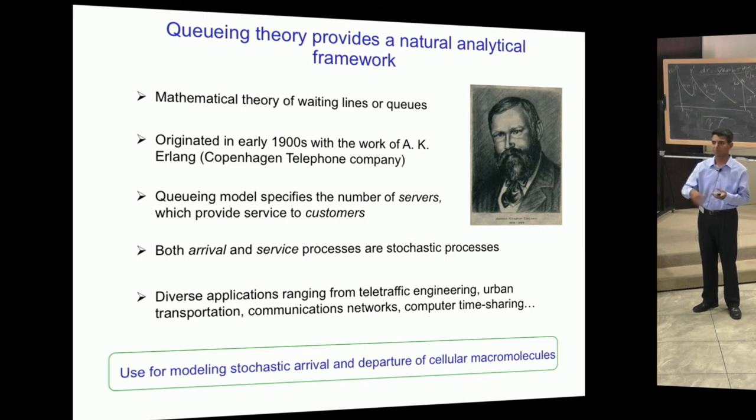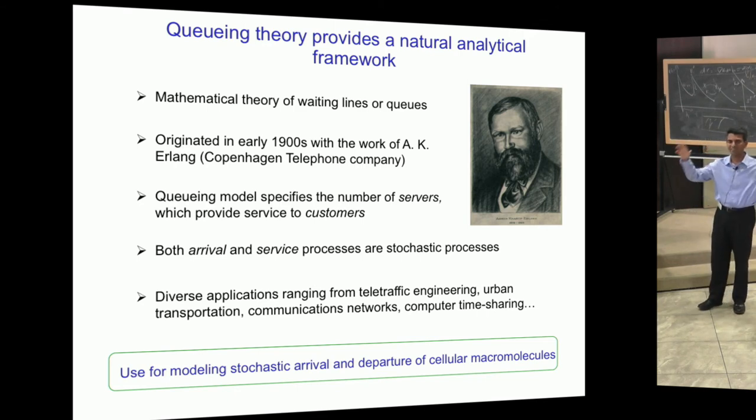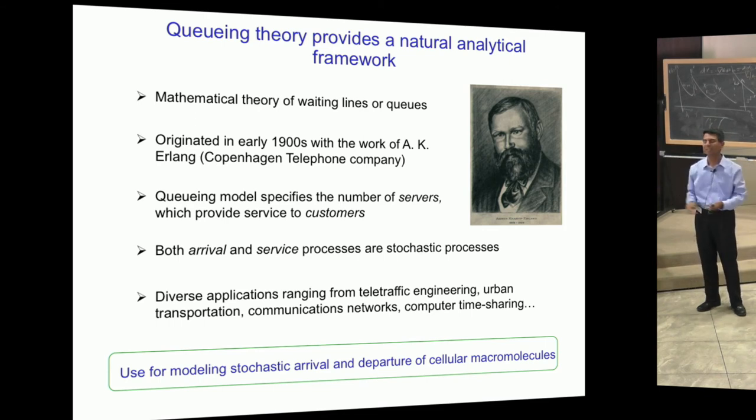And then as soon as the number of subscribers grew to 3 or more, they realized this was not a feasible connection to have, connections between every sender and every receiver. And so you had to have this concept of servers which receive calls and then route them. And that was the origin of the discipline of queuing theory. So queuing theory was born.